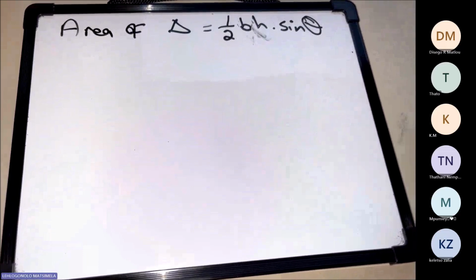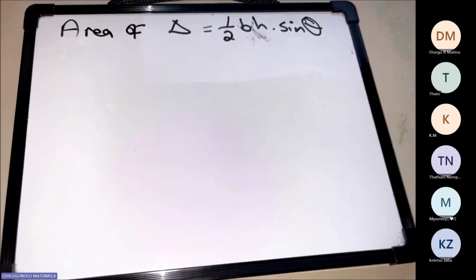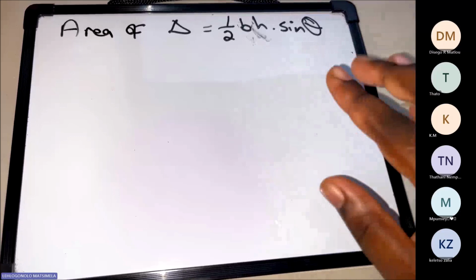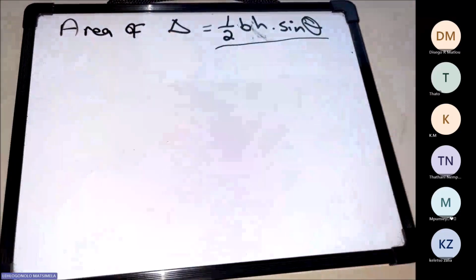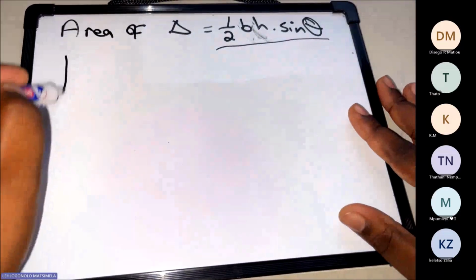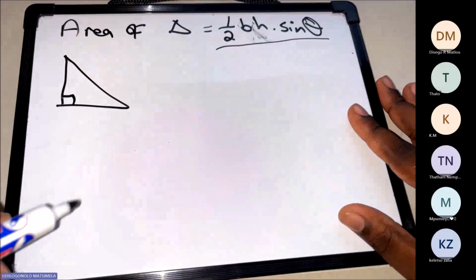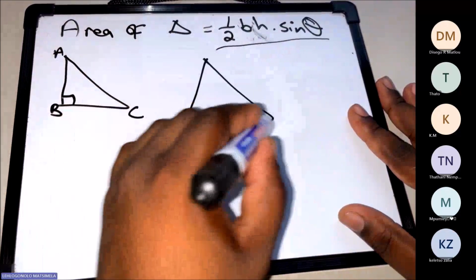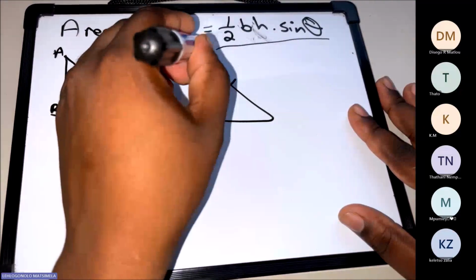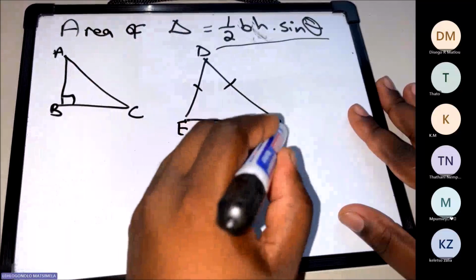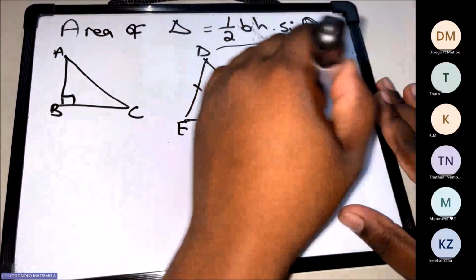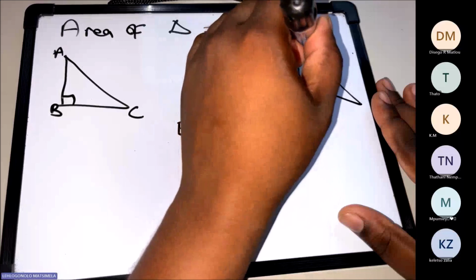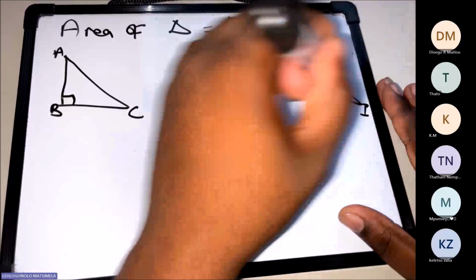Now, remember, there are 3 types of triangle. The first is a right angle, the second a scalene, the third an isosceles. So the area rule applies to all the 3 triangles. Let me draw triangle number 1 here. The triangle is right angled with A, B, C, and then triangle number 2 as an isosceles with D, E, F, and then triangle number 3 here, which is G, H, I.